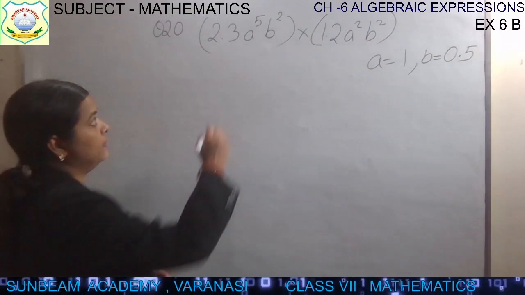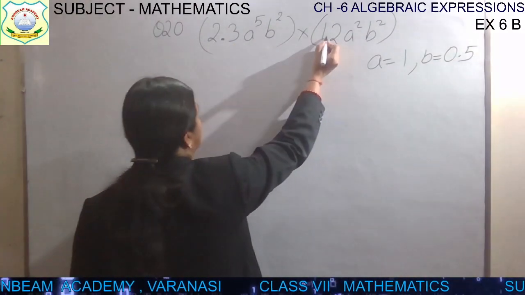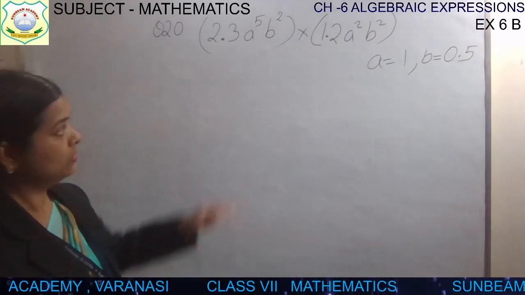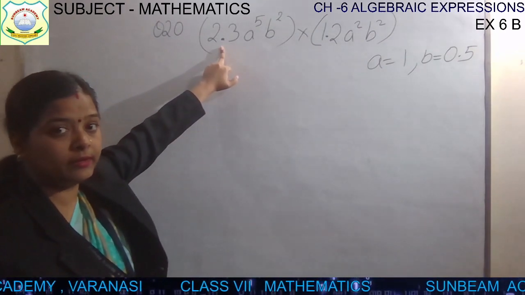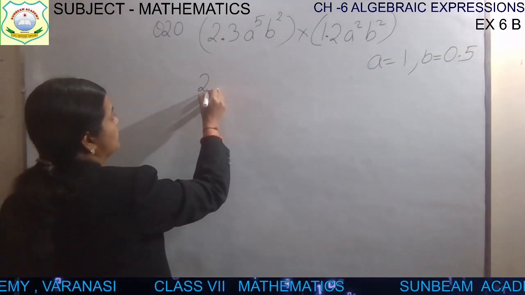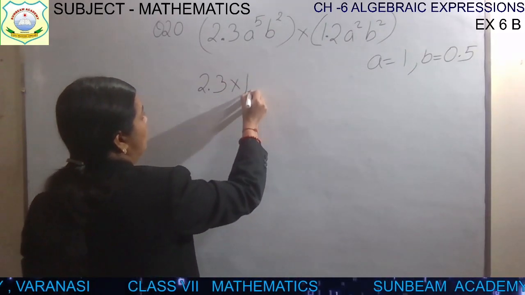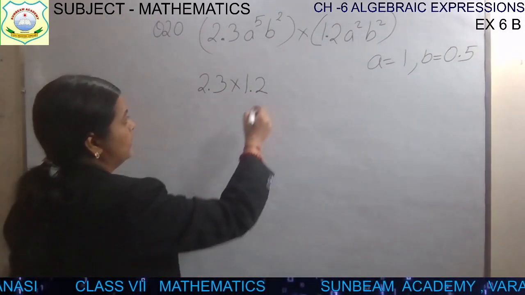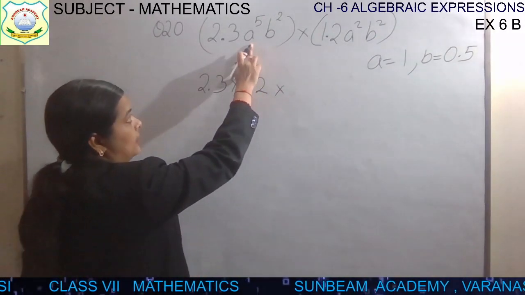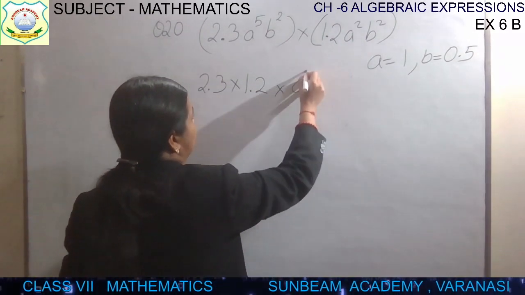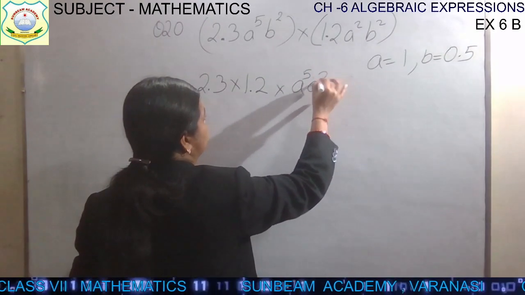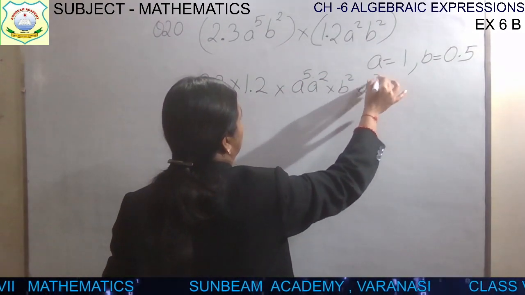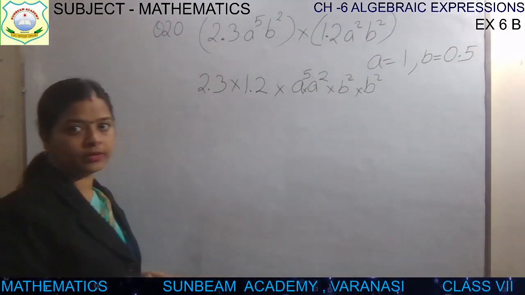First of all, we will multiply the number which is in decimal form, children. We will multiply the number with the number and variable with the variable. So here the decimal number which is given here is 2.3. So 2.3 will be multiplied with 1.2 into, now the variable children, a to the power 5 and a square, then b to the power 2 into b to the power 2, everywhere multiply sign is there, okay.